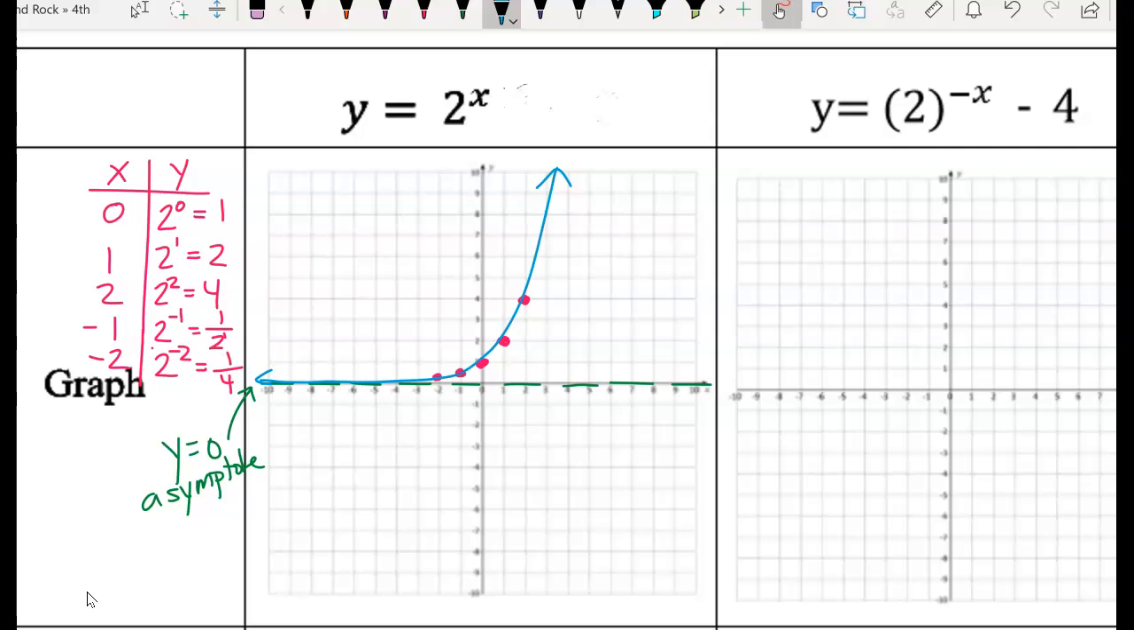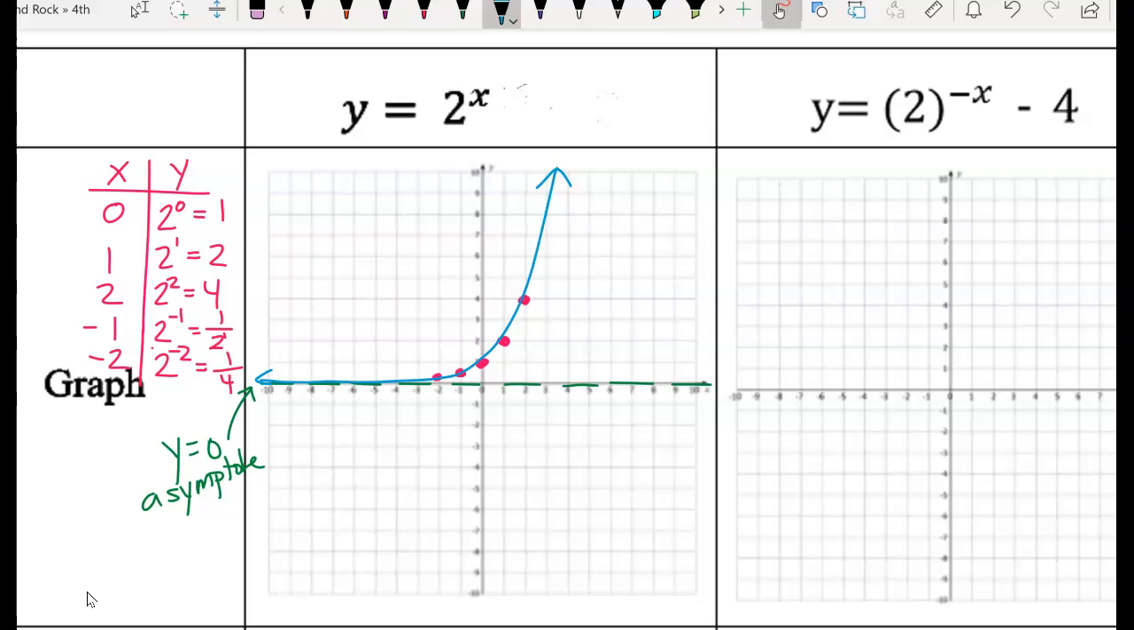Now, as I change the base, the parent function does change. The way that it changes is by telling us the second perfect point. So all parent functions will go through this point that is up 1 from the asymptote. The next perfect point after that depends on the base.